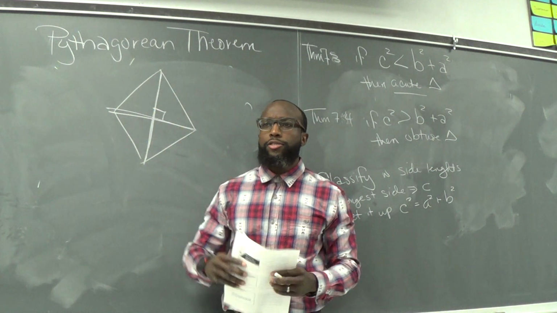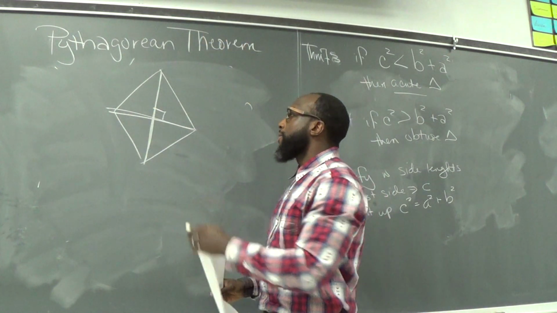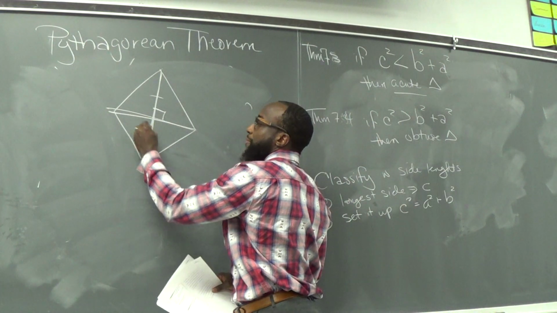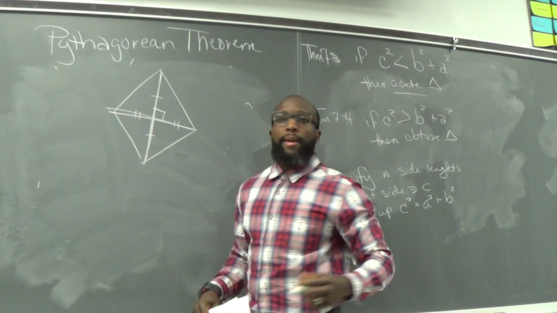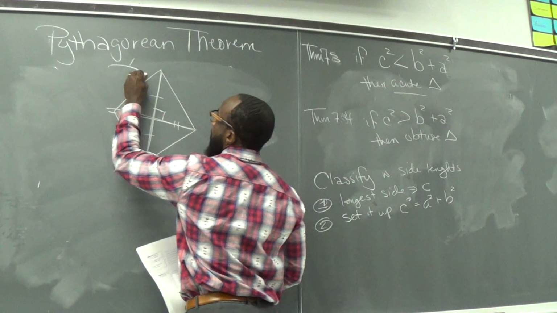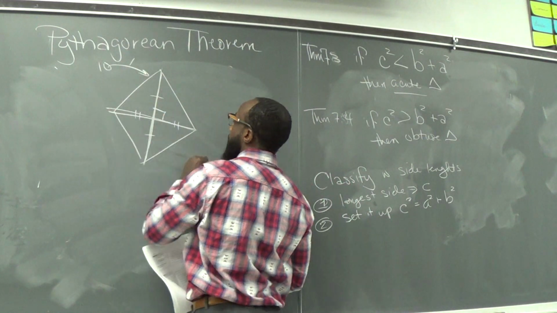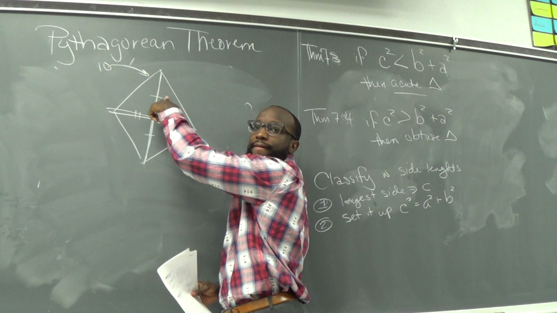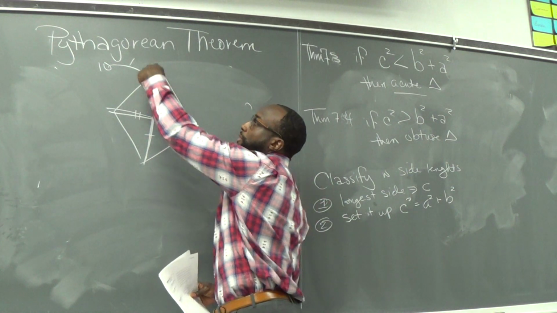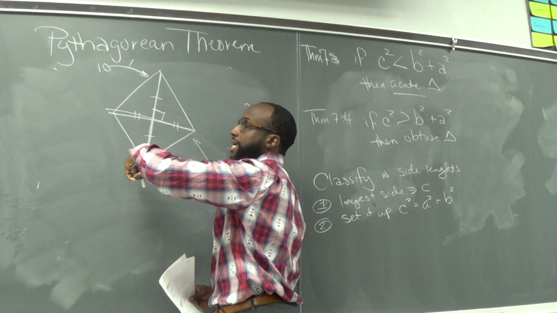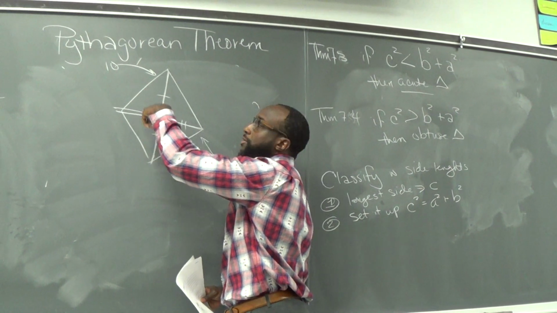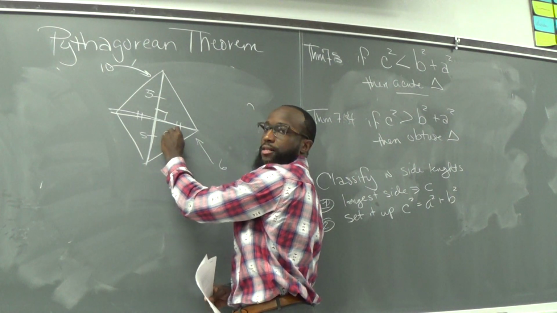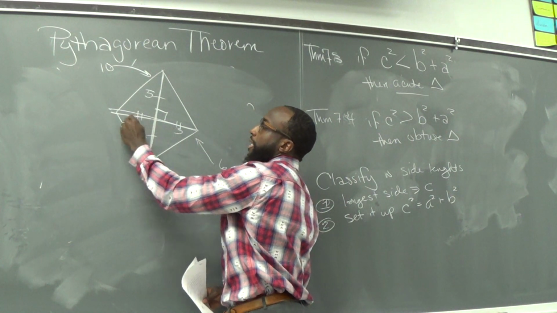The other thing is the diagonals bisect each other. So if I made this one 10 and that one 6, what's the measure of this side here? The whole diagonal is 10. It was bisected, so it's what? 5. So that's 5, that's 5. This is then 3 and 3.